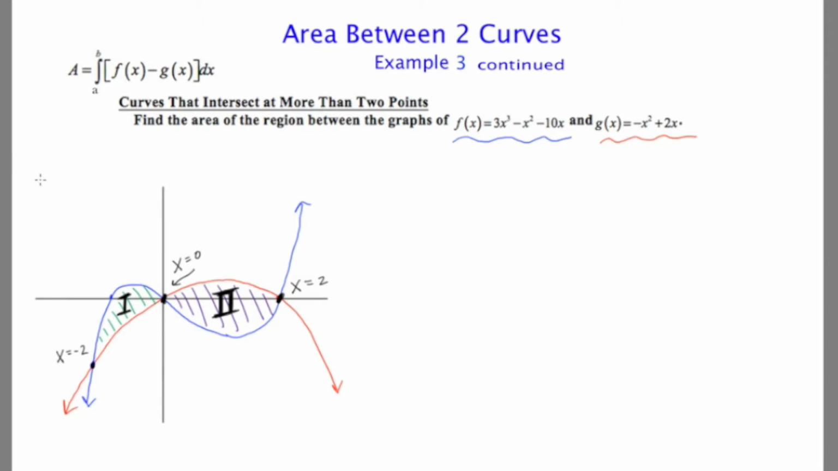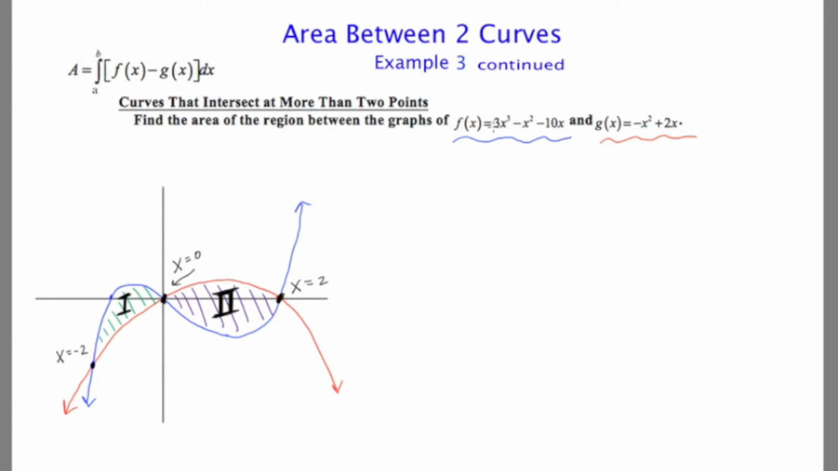So keeping in mind that the formula is going to be top curve minus bottom curve, and that in this problem the top curve and bottom curve switch positions, we have to be really careful as to which curve is on top and which curve is on the bottom.